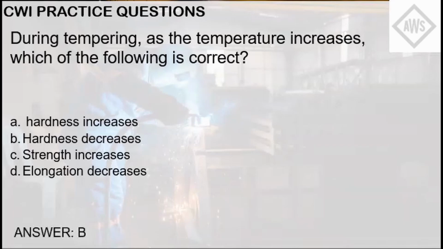So of course, the hardness will not increase if the temperature increases, because a hardness increase will normally happen if rapid cooling of the metal occurs, and that goes with strength also, because the strength of the metal and its hardness are almost synonymous with each other. If the strength of the material increases, that goes with hardness as well. So letter D is false, because the elongation will not decrease. If the temperature increases, the thermal expansion of the metal will also increase, so the elongation will not decrease. So the answer here is letter B.